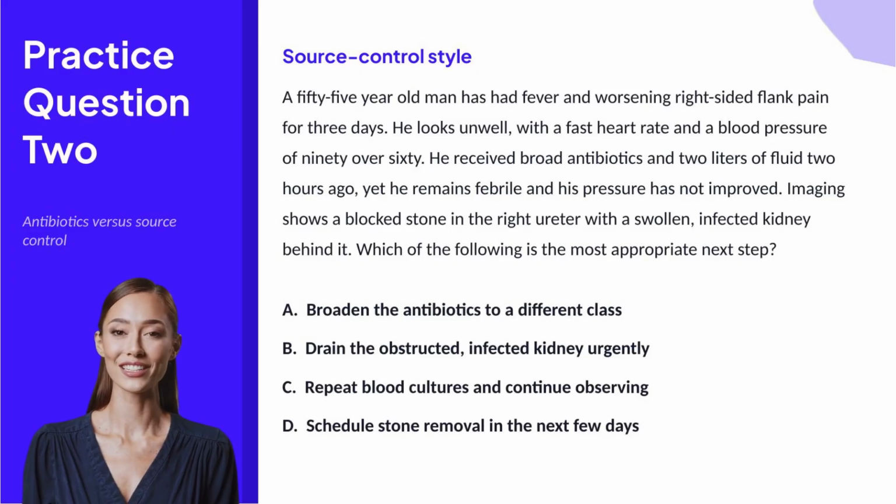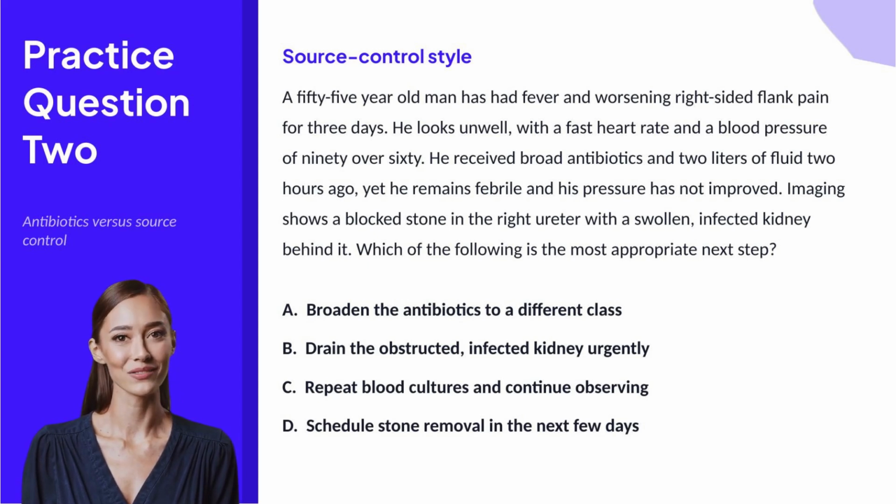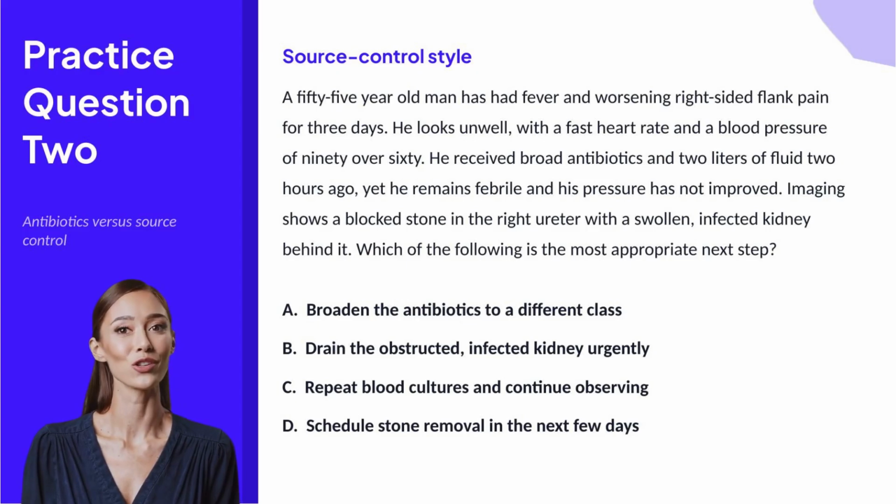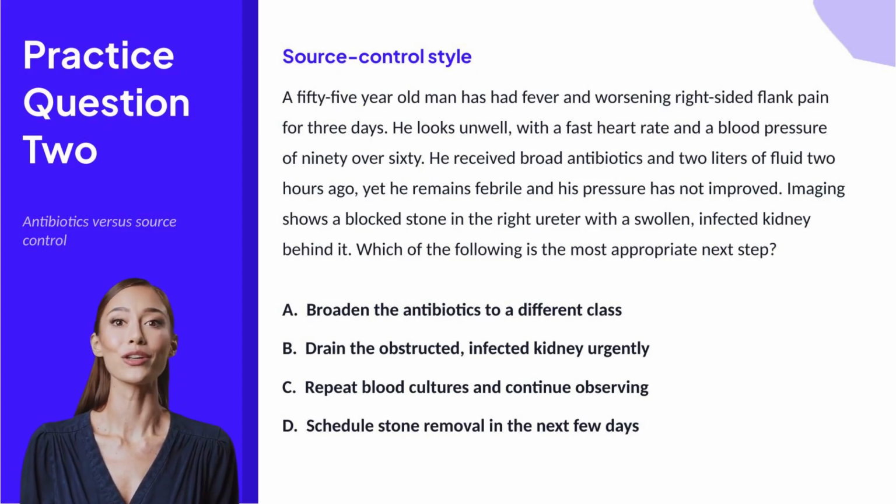Here is our second practice question, and it tests one of the highest yield traps in all of sepsis, the difference between antibiotics and source control. A 55-year-old man has had fever and worsening right-sided flank pain for 3 days. He looks unwell with a fast heart rate and a blood pressure of 90/60. Importantly, he already received broad antibiotics and 2 liters of fluid 2 hours ago, yet he is still febrile and his pressure has not improved. Imaging shows a blocked stone in the right ureter with a swollen, infected kidney sitting behind it.